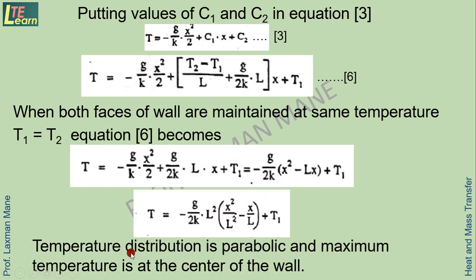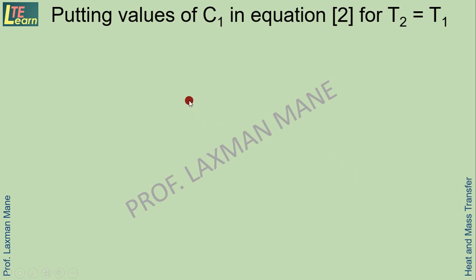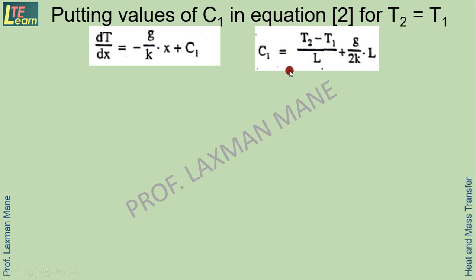So this temperature distribution is parabolic, because here x square by L square is a square term, that's why the temperature distribution is parabolic, and the maximum temperature is at the center of the wall, which we'll see in further discussion. Now putting the value of C1 in equation 2, this is the value of C1, this is equation 2, and T2 is equal to T1, so this term becomes 0. So C1 comes G by 2KL.